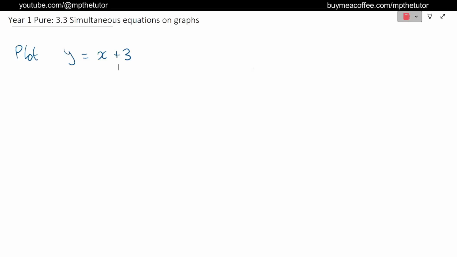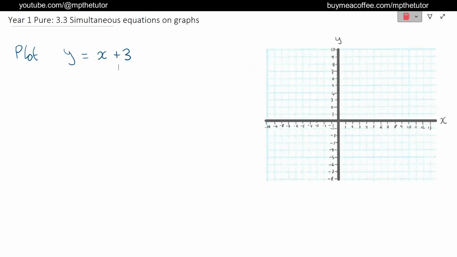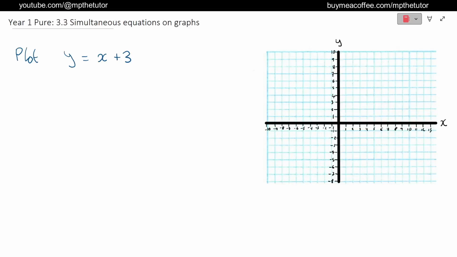Today we are looking at plotting straight line graphs, and then we're also going to look at plotting or sketching quadratic graphs and how that links to simultaneous equations on graphs. So here we have an axis and some squared paper. It might be worth having some squared paper or graph paper to have a go on this. There's a couple of ways of plotting y equals x plus 3.